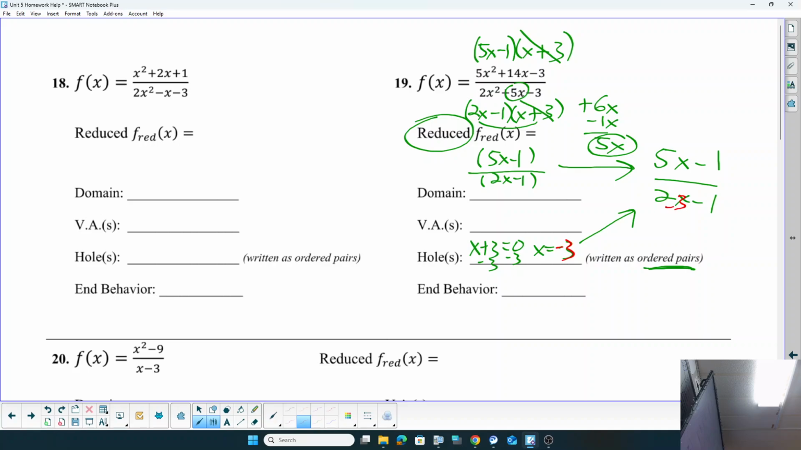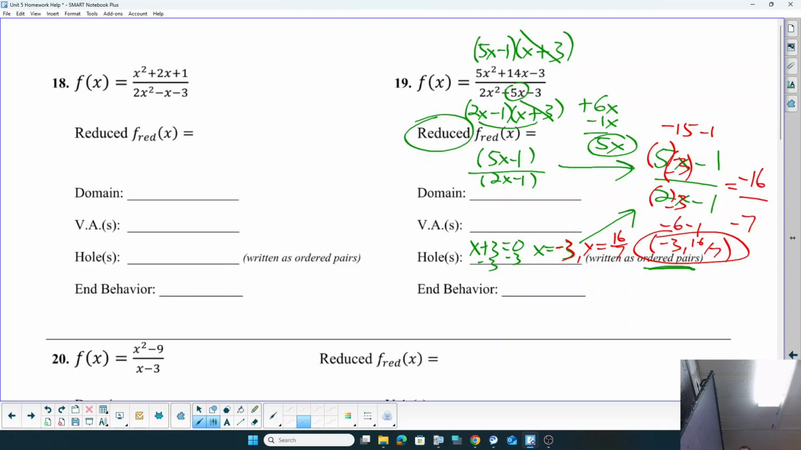We get 2 times -3 is -6 minus 1, so that's -7. Here we plug in a -3, and we get 5 times -3 is -15, minus 1 is -16. Wow. Negative divided by a negative is a positive, 16 sevenths. So our ordered pair is -3, 16 sevenths. That's a weird ordered pair, you guys, for number 19.